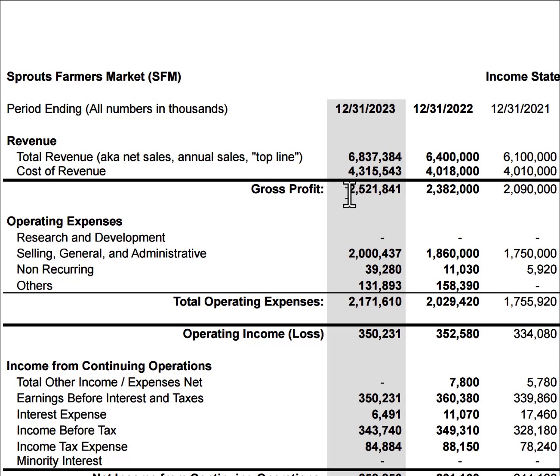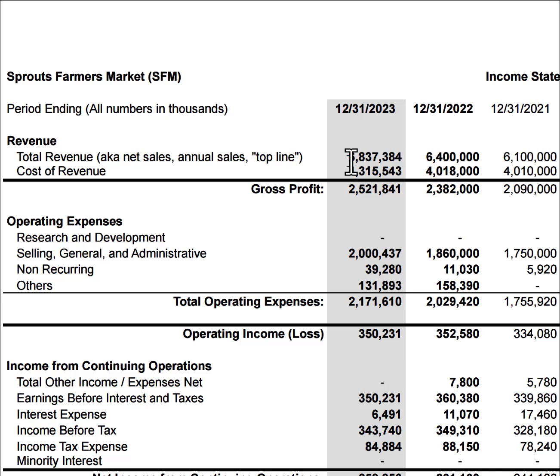Take the gross profit, $2.5 billion, divided by the total revenue, 6.8, and you get about, well, I got 36.88%. Which kind of makes sense, folks, because that's about what they would want to have as a markup on all their things. Some things the markup's going to be a lot smaller, some things a lot higher, but they're in the retail business.